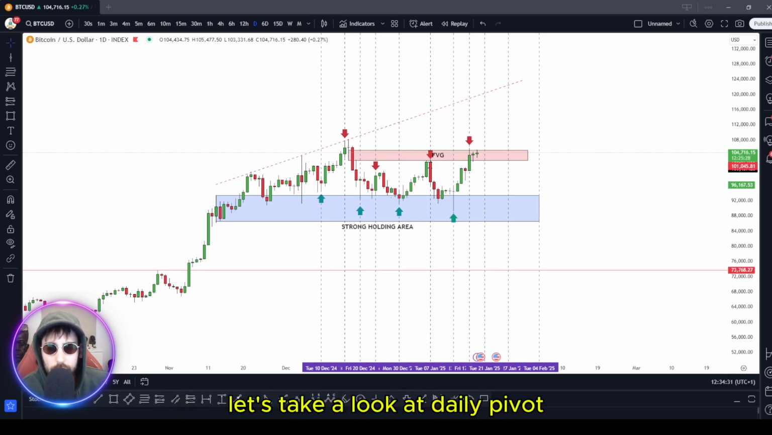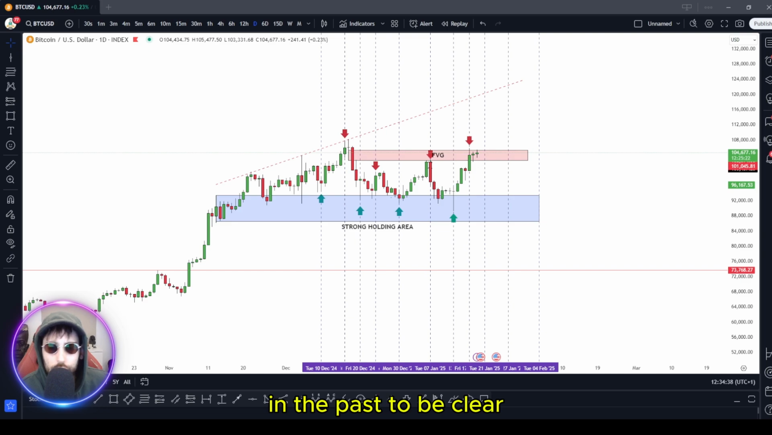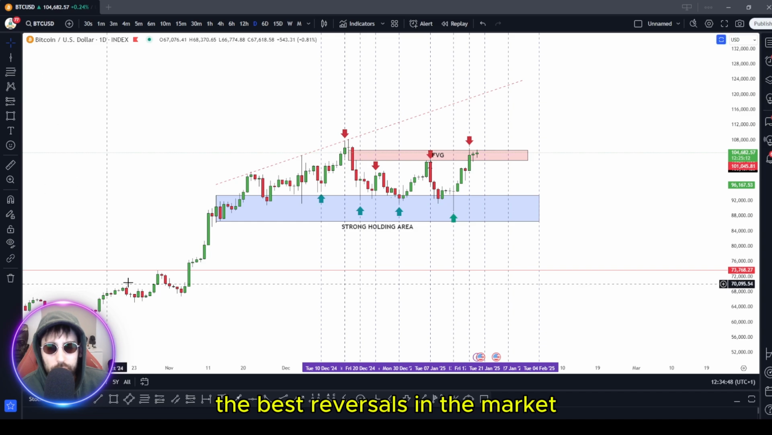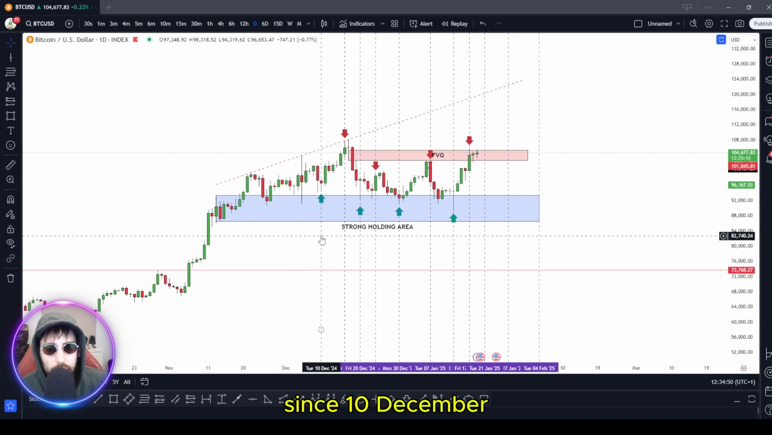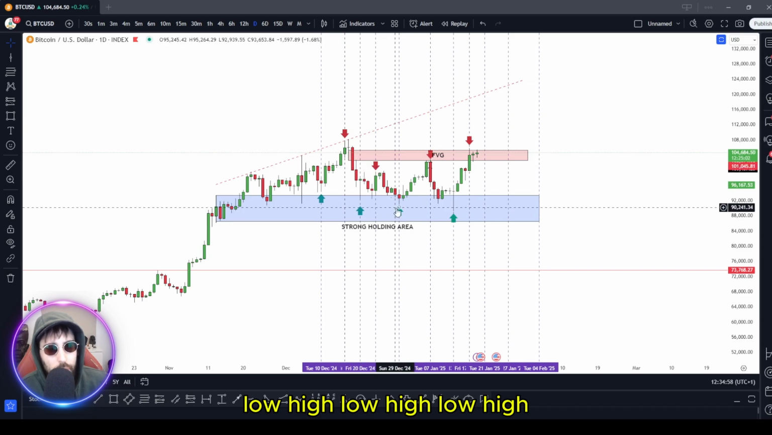Let's take a look at the daily pivot points in the Bitcoin market to show you how precise these movements have been in the past. To be clear, this is not a false strategy but years of research into calculations that I will show you here. As you can see, we have predicted the best reversals in the markets since 10 December. In this case, you can clearly see a high-low system. Low, high, low, high, low, high, low, high.